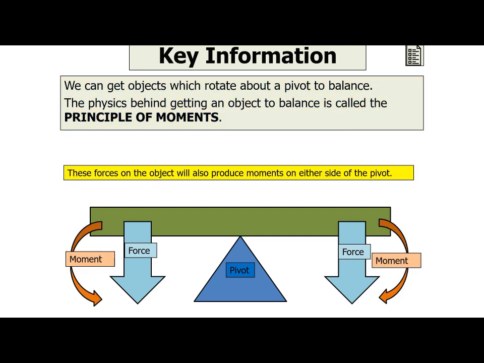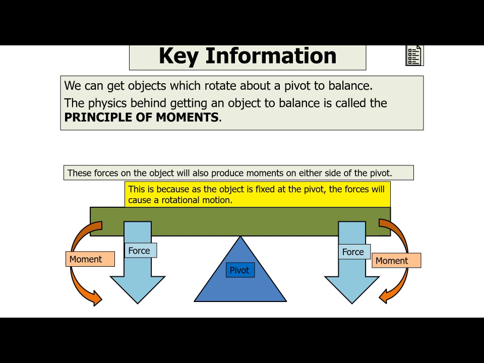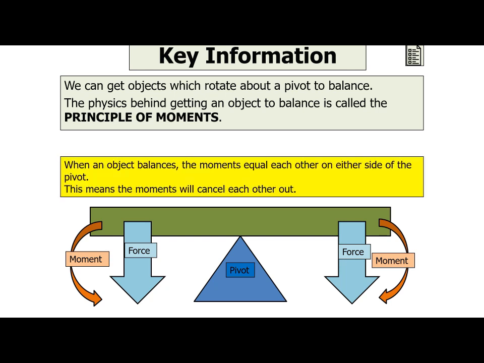So we know that these forces on the object will produce moments on either side of the pivot in this diagram. That's because the object is fixed at the pivot, and the forces will cause a rotational motion. Now, when an object balances, the moments on either side of the pivot must equal each other, because it means the moments will cancel each other out.